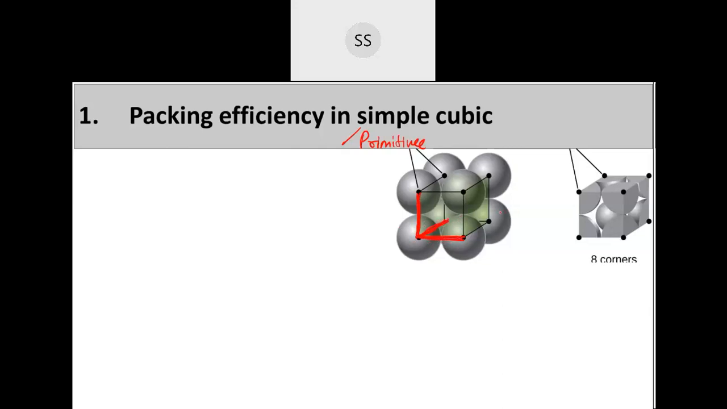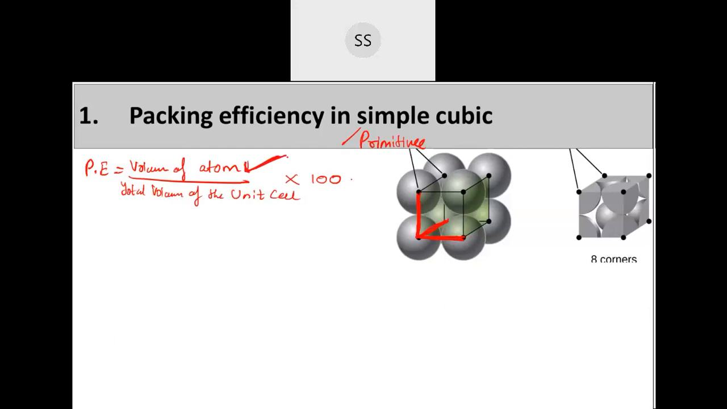Now, packing efficiency you're going to calculate for that. So what is the formula for packing efficiency? You should know: volume of the atom. First thing you need to calculate is the volume of the atom divided by the total volume of the unit cell, and then you have to multiply by 100. So first we will see how to calculate the volume of the atom.